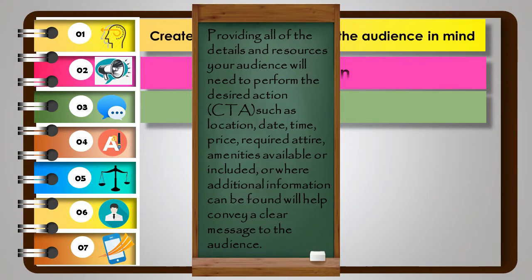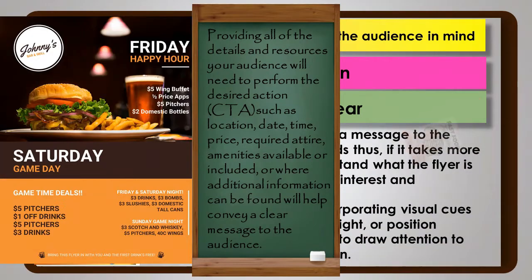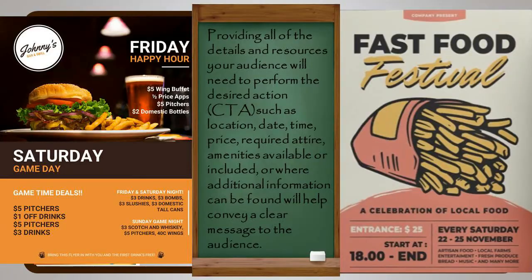Providing all of the details and resources your audience will need to perform the desired action, CTA, such as location, date, time, price, required attire, amenities available or included, or where additional information can be found, will help convey a clear message to the audience.